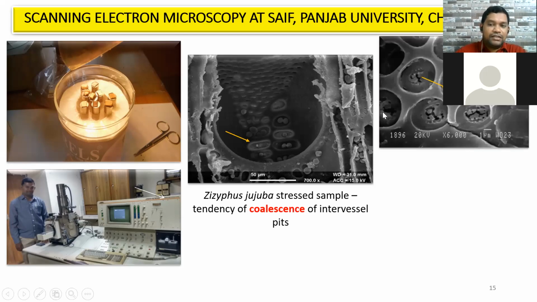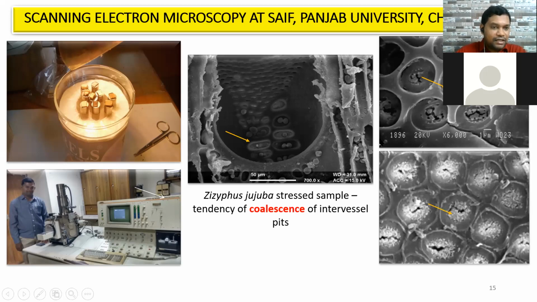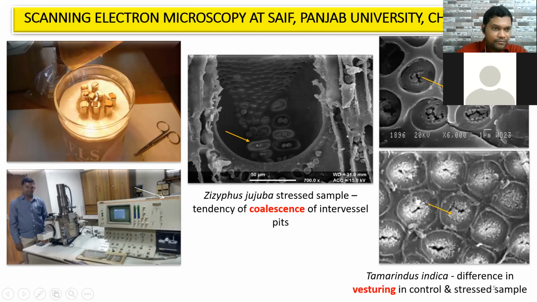Similarly, this is the electron micrograph of Tamarindus indica, a control sample. Again, this is the intervessel pit, and one can see the small opening on the intervessel pit in the control sample. In the same species, Tamarindus indica, in the stress sample, we can see that these pits have almost closed. This phenomenon is known as vesturing. And vesturing, though it is a taxonomically family feature, but in certain environmental conditions like stress, the plant has the ability to induce vesturing in the intervessel pit.